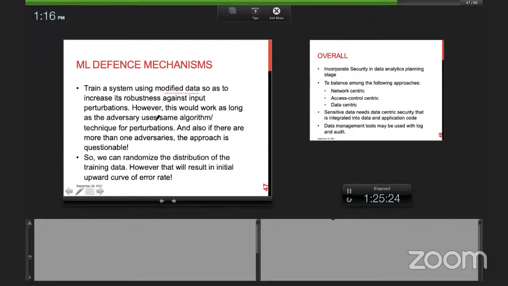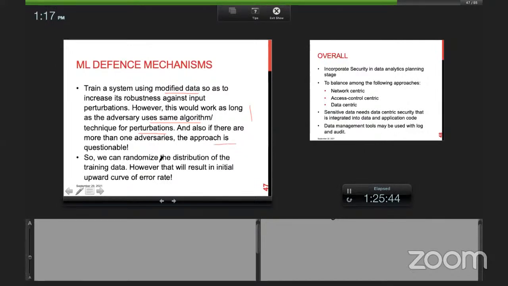So a modified data set may be there, but not from the malicious user, but from you. Okay. But as you know, this would work as long as the adversary uses the same algorithm or technique for perturbations, because you are also intelligent enough to find out that the adversary is using this technique. So if there is more than one adversary, then the approach is questionable.